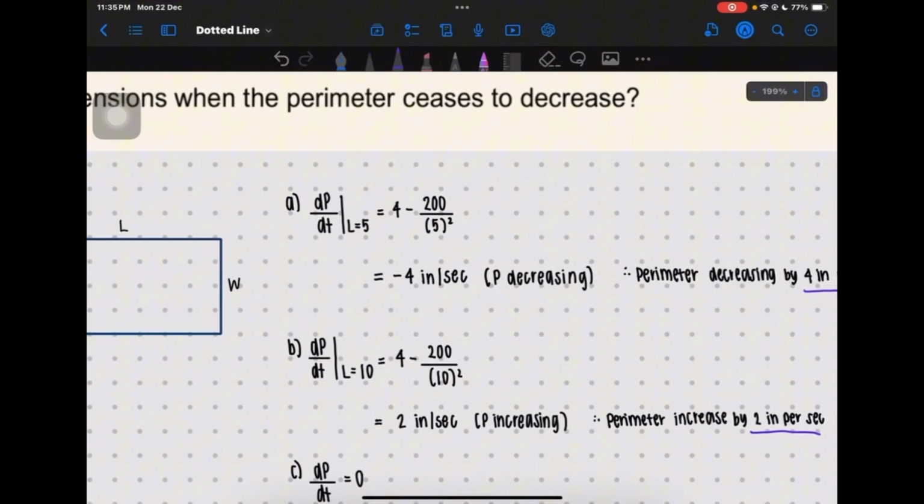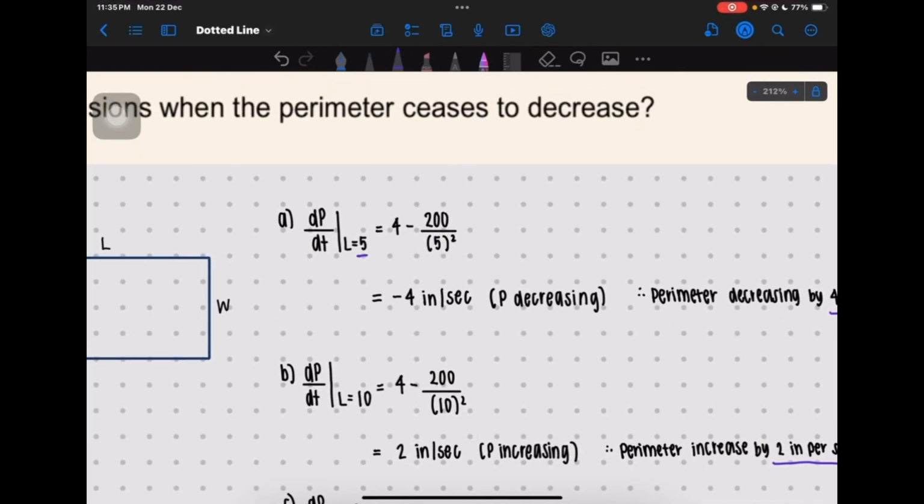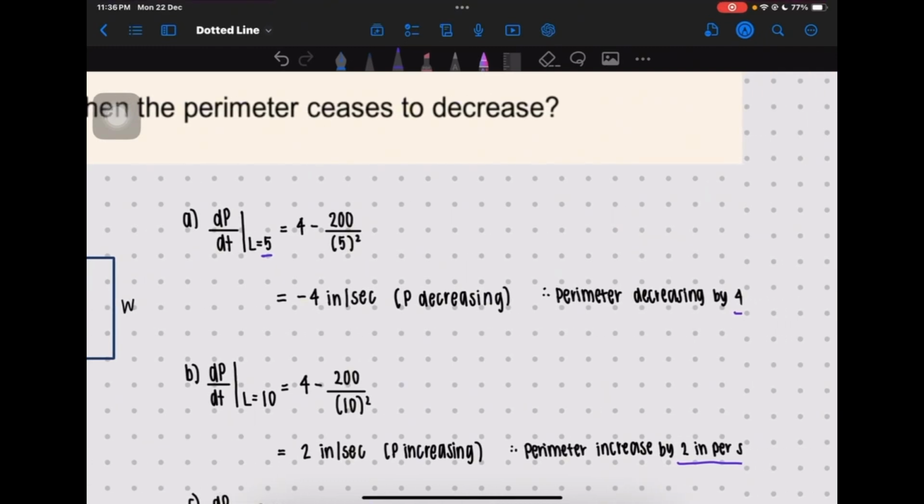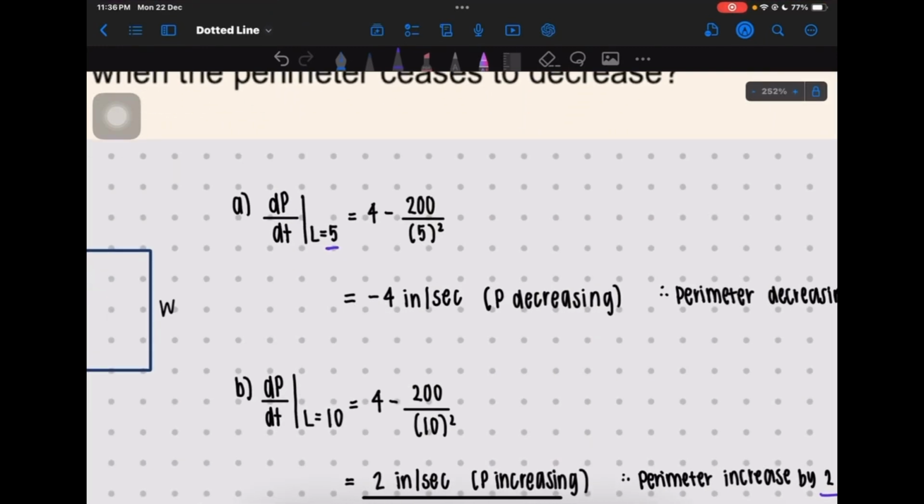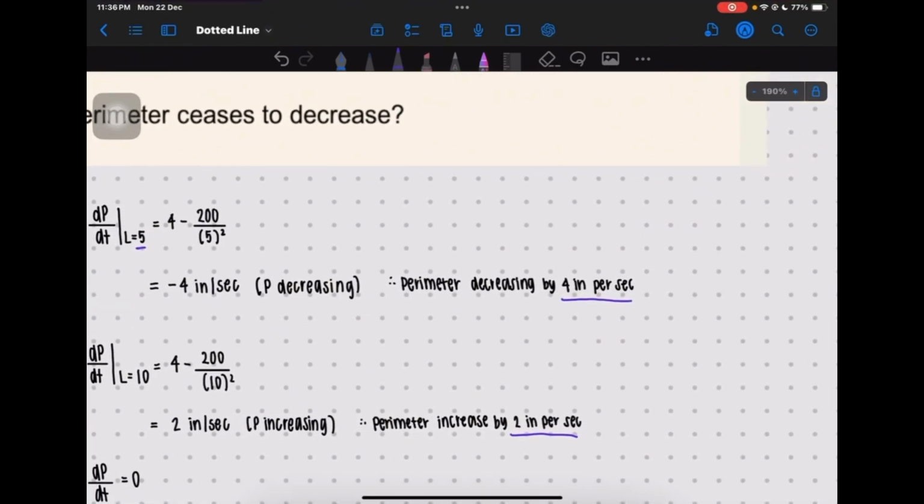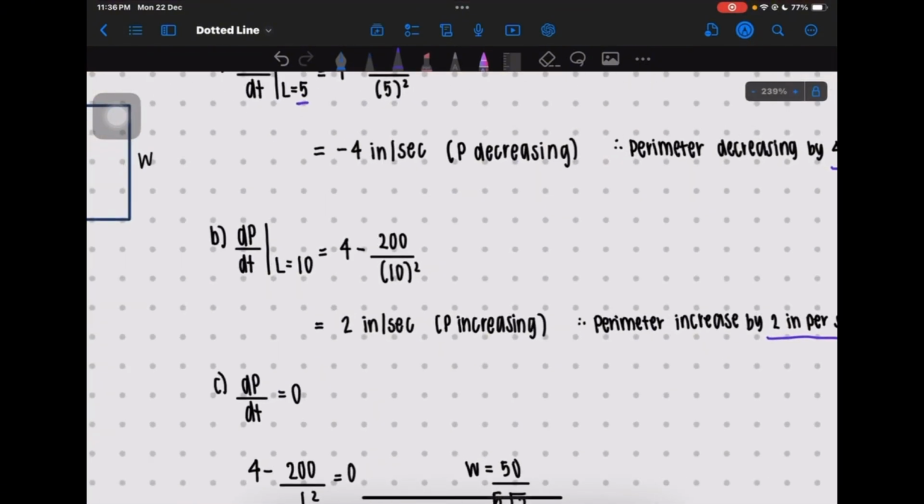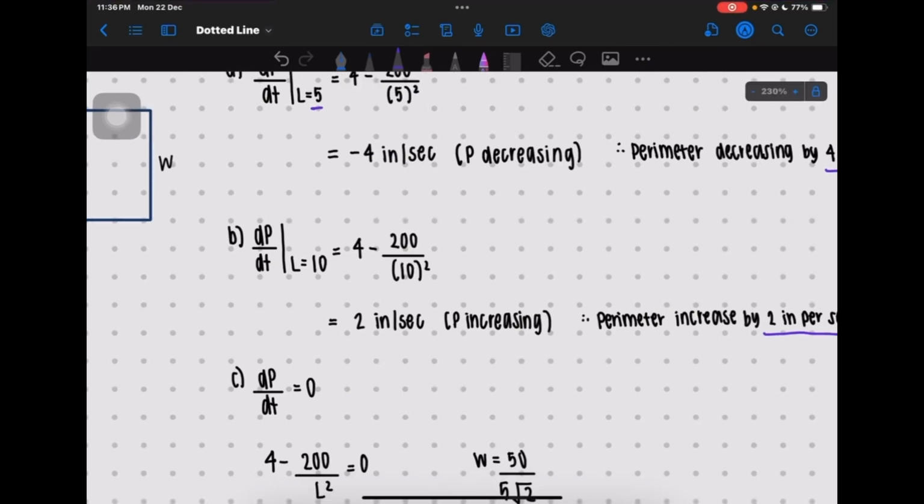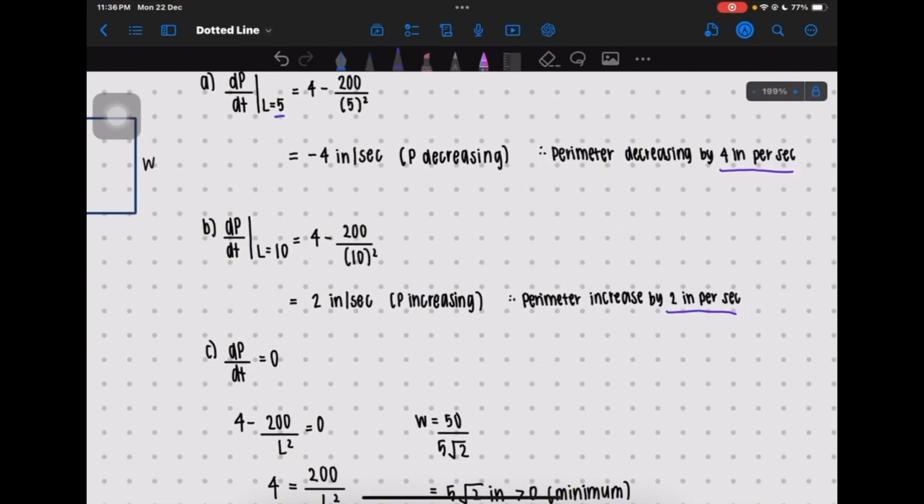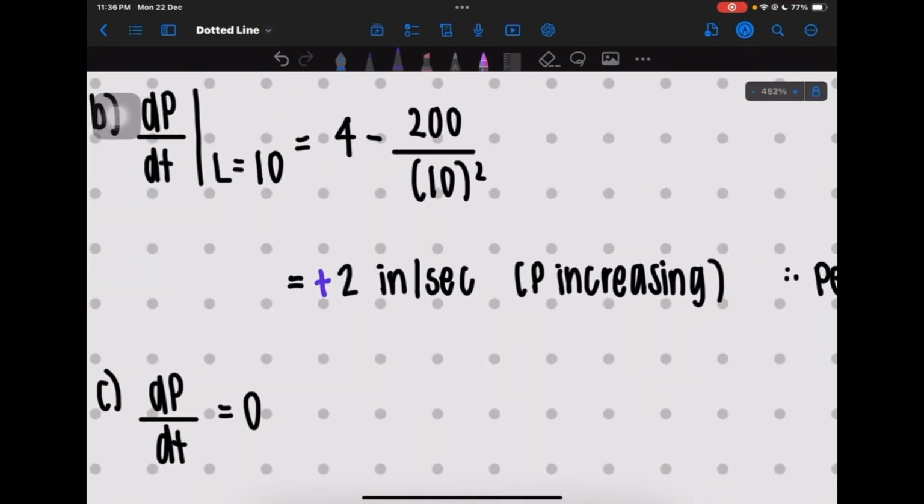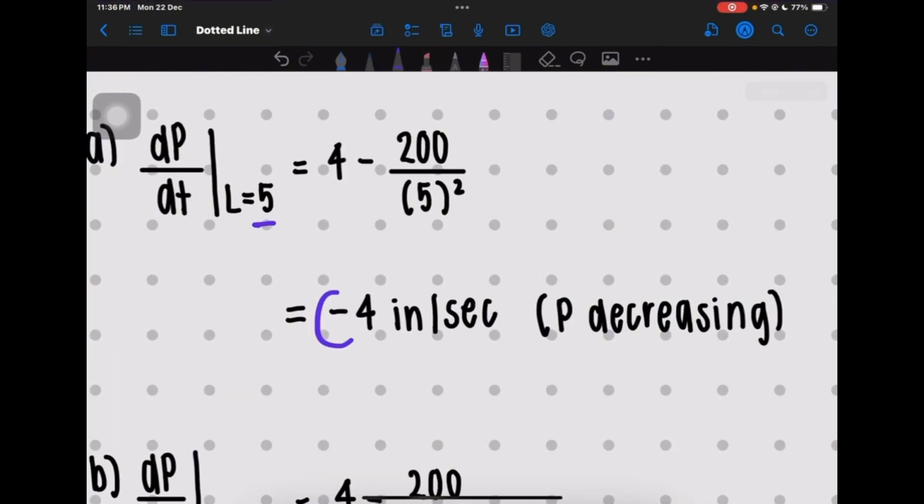For A, the length given is 5. We substitute 5 into the equation for dP/dt, and we will get -4 inches per second, meaning that the perimeter is decreasing by 4 inches per second. For B, the length given is 10, so we substitute 10 and we'll get 2 inches per second, meaning the perimeter increased by 2 inches per second because it is positive while A is negative.